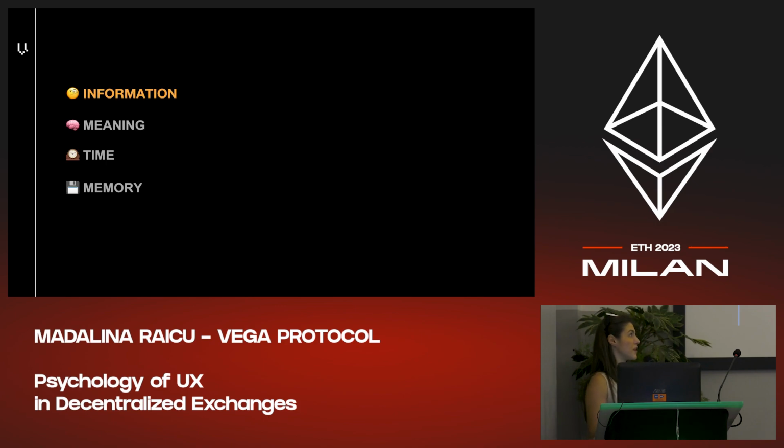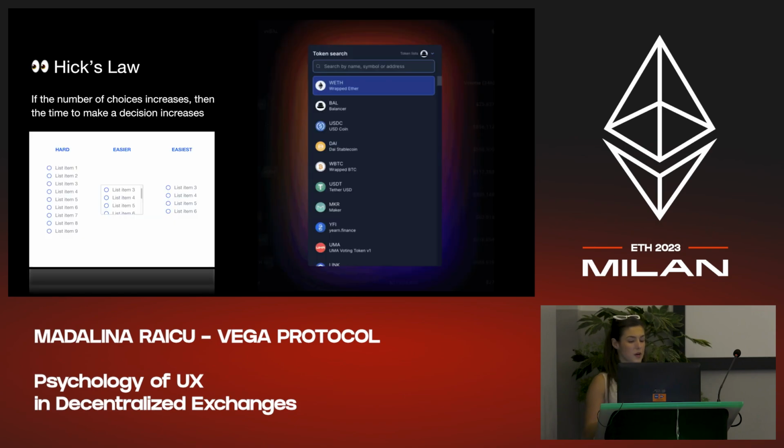Category number 1, information. Users filter out a lot of the information that they receive, even when it could be very important. And I'm going to start with one of the most popular UX laws, very simple to understand and practice. If the number of choices increases, then the time to make a decision increases as well. And a very nice example of this law are lists. To apply this law to DEXs, designers simplified the UI in order to minimize the number of clicks required to select a token to swap.